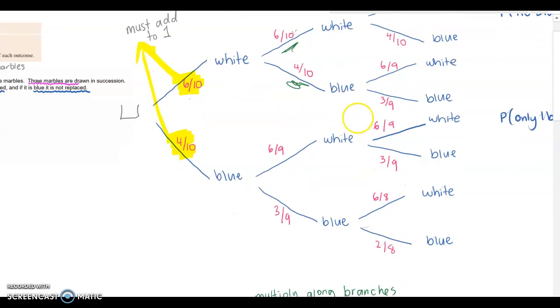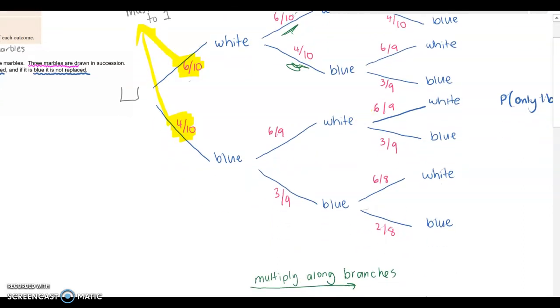If we go down below a little bit further, if we had drawn a blue one to start with, what was happening with the blue? It was not replaced. So we no longer have 10. Our fraction in this section has a 9 on the bottom because we have put that one aside and we haven't put it back. So if we drew a blue one out first, then we would still have 6 white, but we would only have 3 blue. So our fractions there would be over 9, but note 6 out of 9 and 3 out of 9 will still add to 1. So there are the arms for the second draw of the marbles.